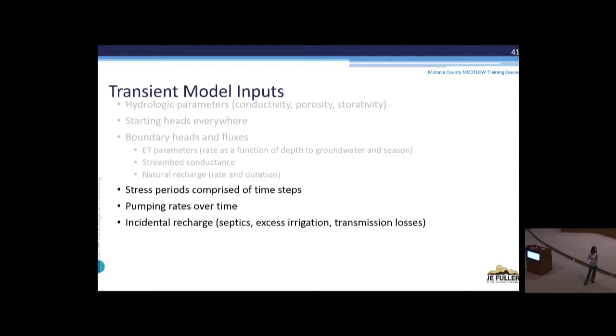Pumping rates over time, obviously, incidental recharge. So when human beings come along and build infrastructure and they leak, that can be built in. Agricultural ET and managed aquifer recharge. So this would be intentional recharge, not just incidental. So this is the main difference between transient and steady state: now we have human inputs and outputs as well as natural.